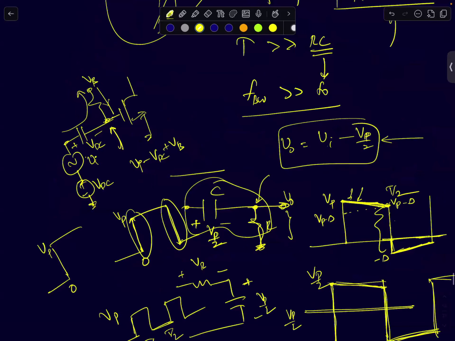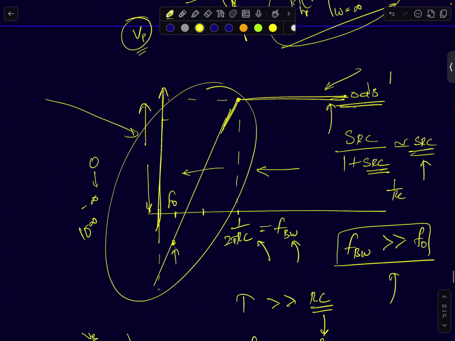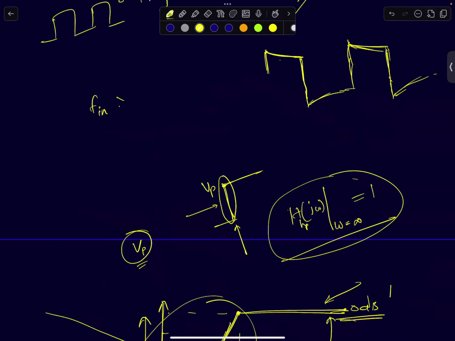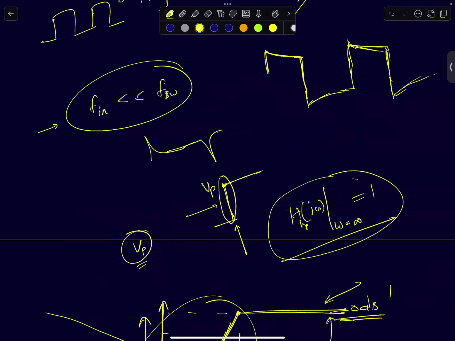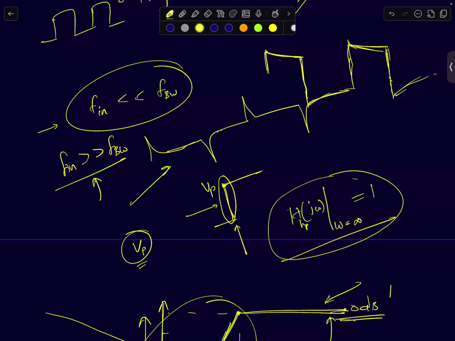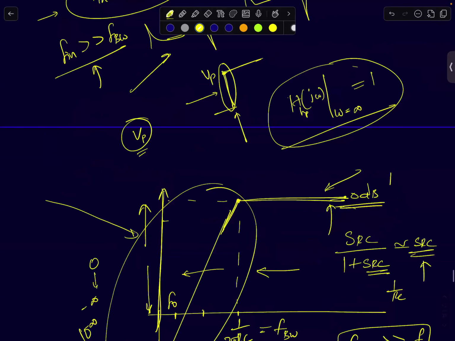If your input frequency F in is much smaller than F bandwidth, for a high pass filter, it will act like a differentiator. It will just do this. It will act like a differentiator. If your input frequency is much greater than F bandwidth, it will act like an AC coupler, and that should make sense, right? Why does it make sense?